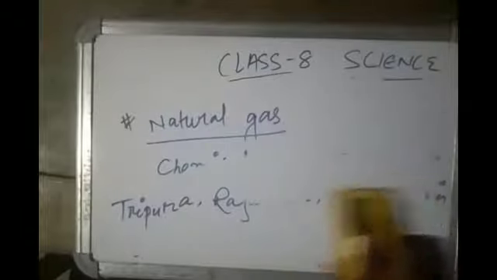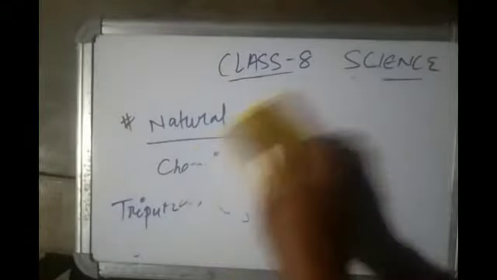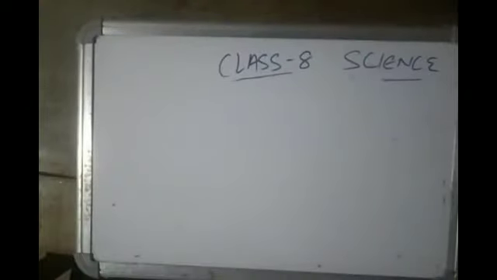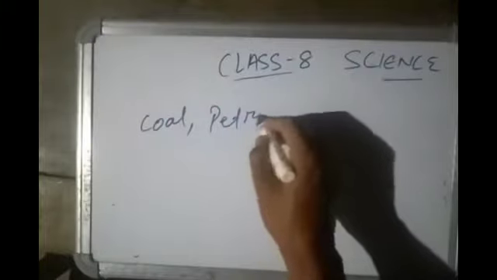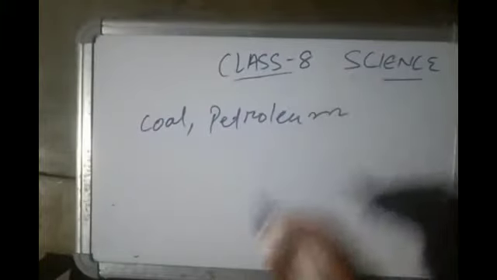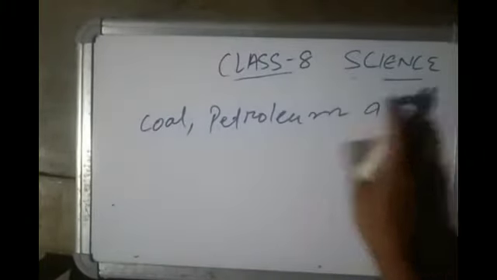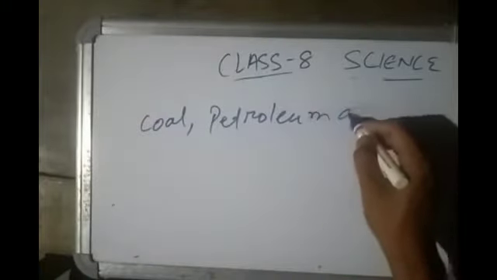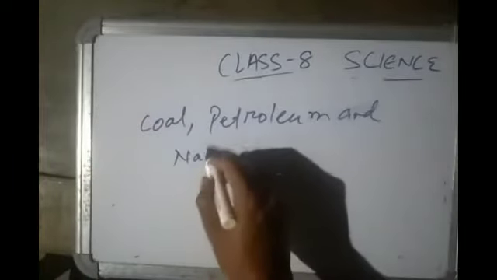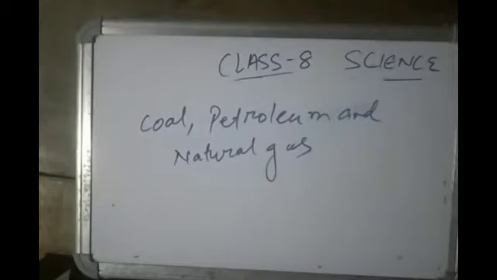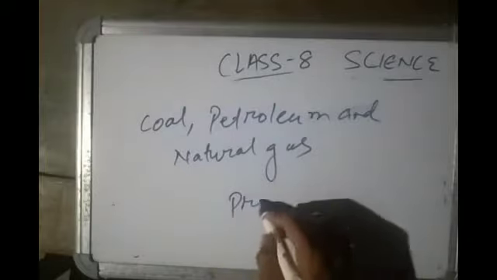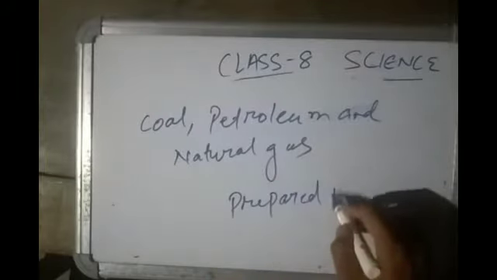Then one question in your textbook, highlighted by a blue background, is: can coal, petroleum, and natural gas be prepared in the lab from dead organisms?